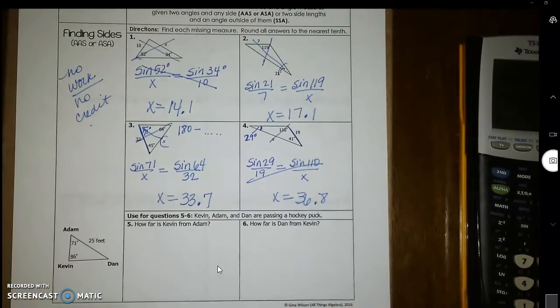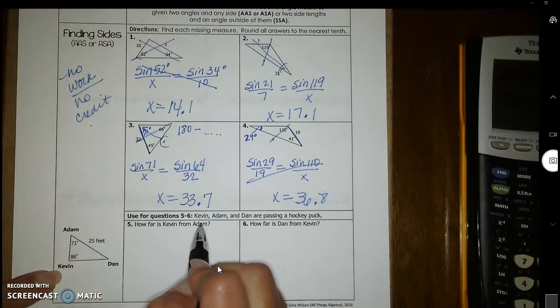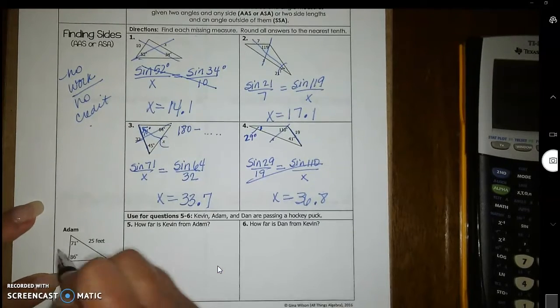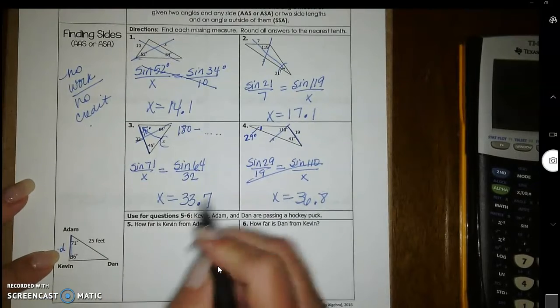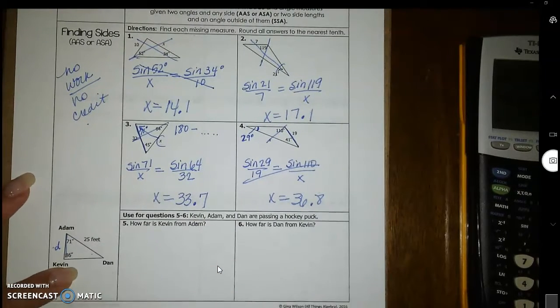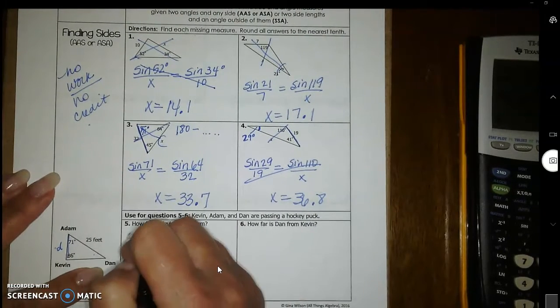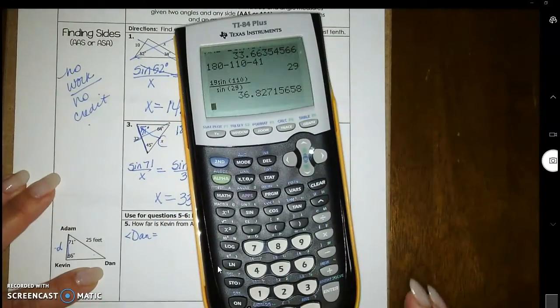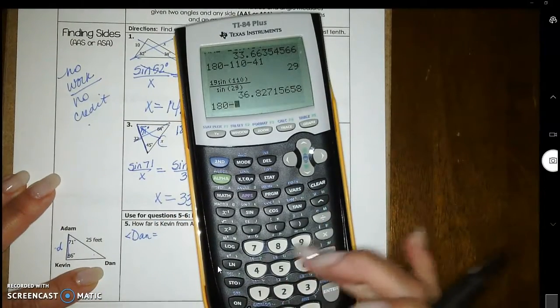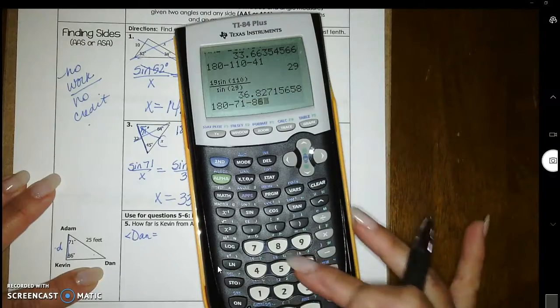Okay. Numbers 5 and 6. Here we are. We've got Kevin, Adam, and Dan passing a hockey puck, and we're going to figure out how far apart they are. So how far is Kevin from Adam? I'm going to be finding the side opposite Dan. I need this angle, so I've got to do the 180 minus thing again. Let's go find the angle for Dan: 180 minus 71 minus 86.